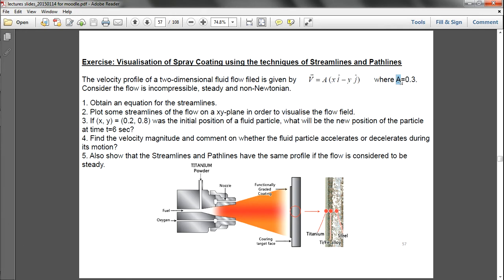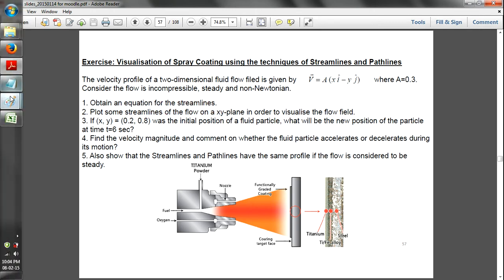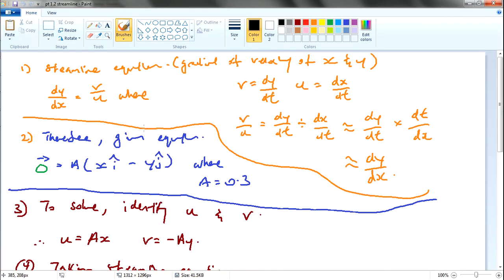Where a is equal to 0.3, consider the flow is incompressible, linear, steady and non-Newtonian. So it's pretty much easier to talk about. Obtain an equation for the streamline. So how do you actually do it? I actually do have this done.